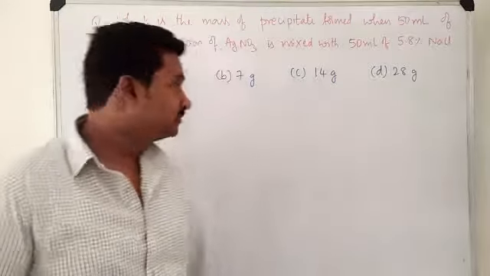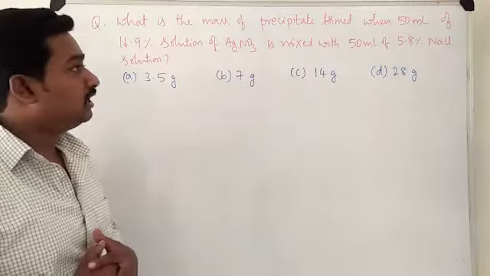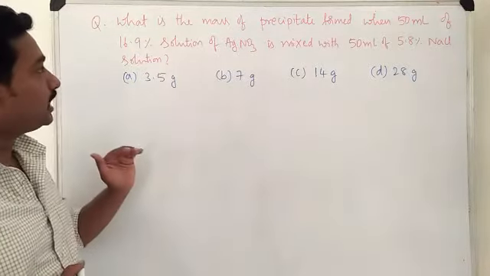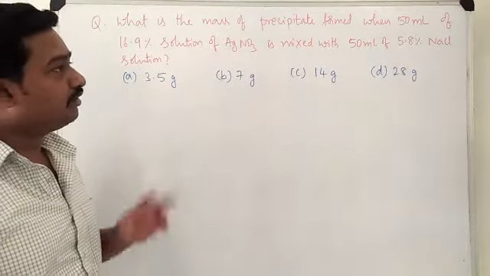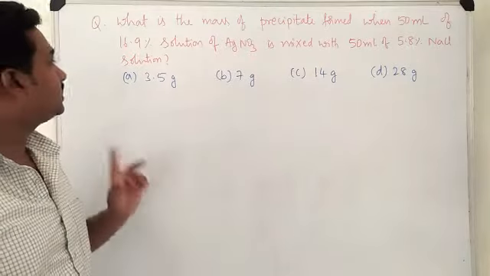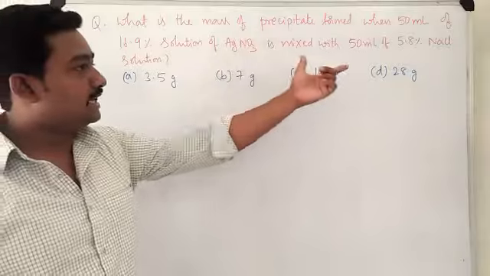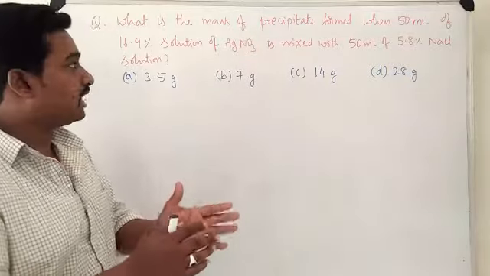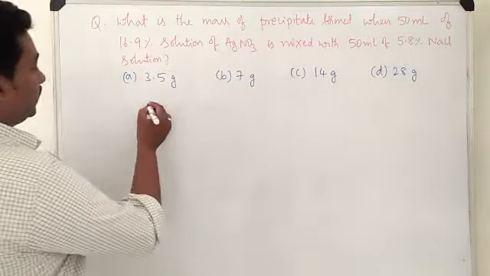Now the next question. What is the mass of precipitate formed when 50 ml of 16.9% solution of silver nitrate is mixed with 50 ml of 5.8% NaCl solution? We know that AgNO3 and NaCl, on mixing them, we get AgCl. Okay, let us find out.